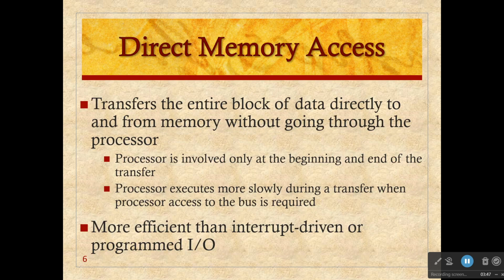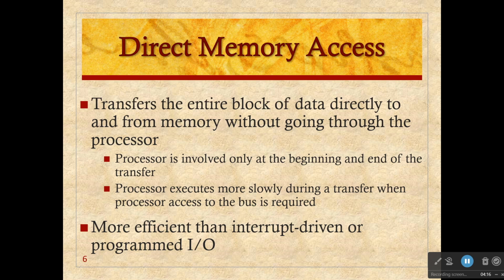It has delegated this I/O operation to the DMA module, and that module will take care of it. The DMA module transfers the entire block of data, one word at a time, directly to or from memory without going through the processor. When the transfer is complete, the DMA module sends an interrupt signal to the processor. Thus, the processor is involved only at the beginning and end of the transfer.